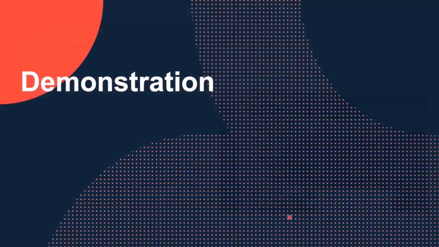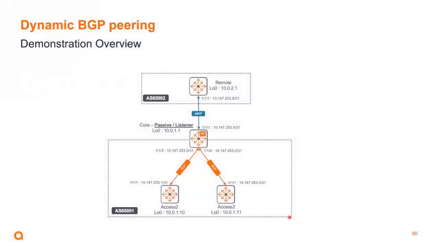So now let's move on with the demo. For this demo, we will use the following setup: one core device, which will act as a listener, two leaves within the same AS, which will establish iBGP connections, and one remote device in a different AS, which will establish an eBGP connection. So let's move on with the demo.